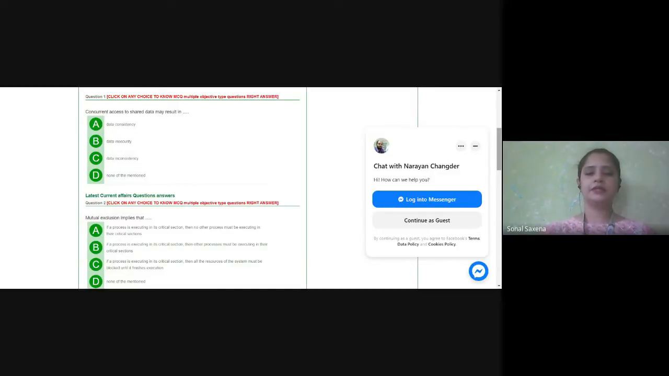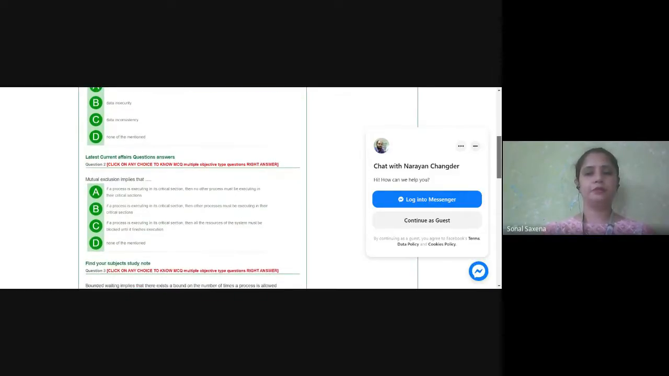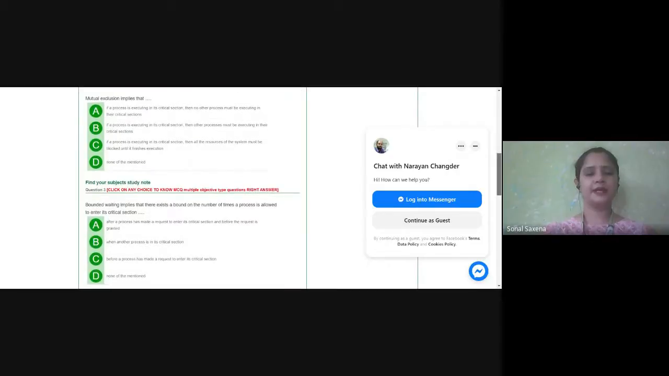Now, see the second question. It says that mutual exclusion implies what? Does it imply that if a process is executing in its critical section, then no other process must be executing in their critical sections? Or is it that if a process is executing in its critical section, then other processes must be executing in their critical sections? Let us think about it.